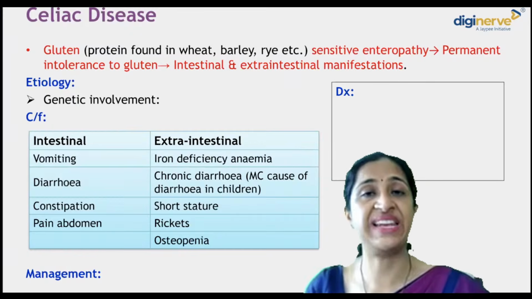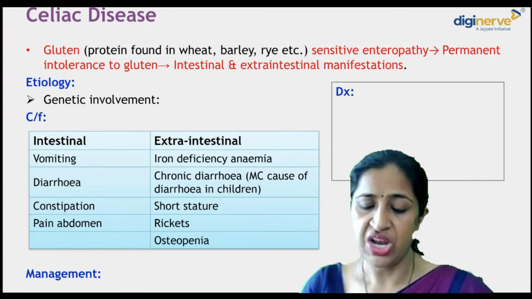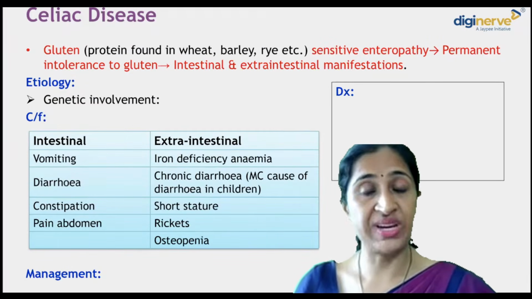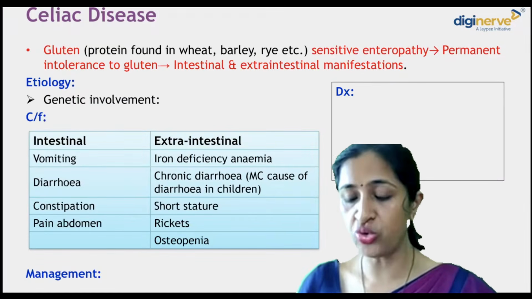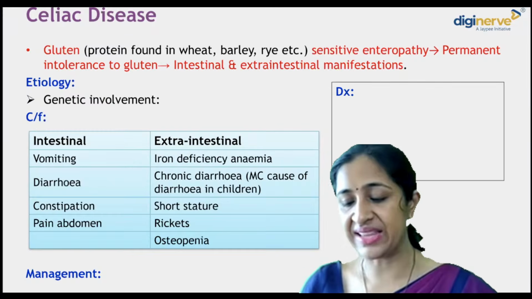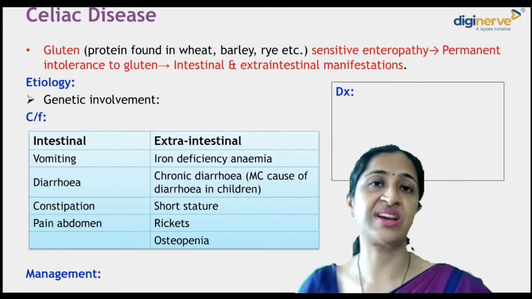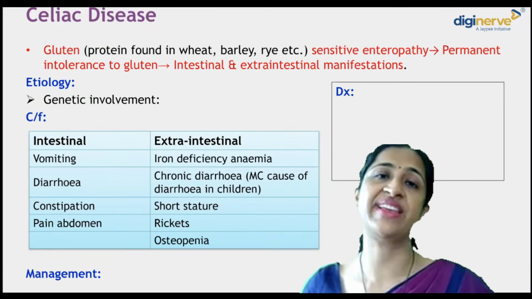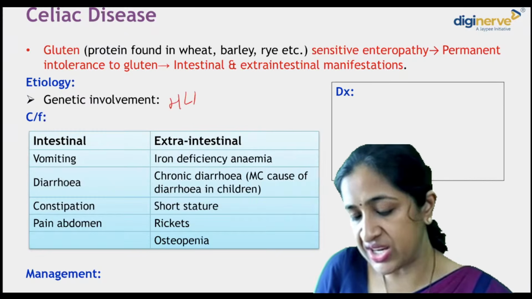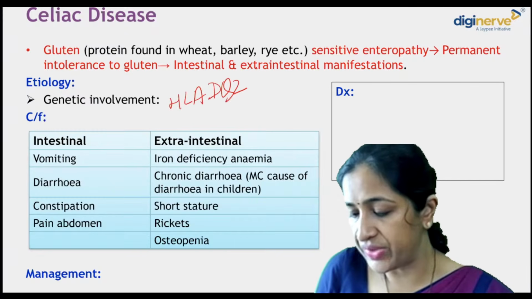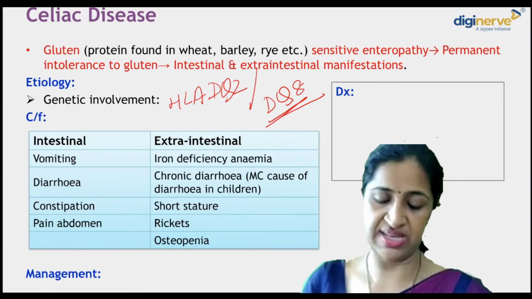So what is celiac disease? This seems to be quite a pet question. I've seen it in many papers. Gluten is a protein found in wheat, barley, rye, etc. Here there are antibodies formed to the gluten component, and that results in a gluten-sensitive enteropathy, where they have extraintestinal manifestations along with this diarrhea and weight loss. So the genetics, which you already know one, HLA DQ2. Another one is DQ8. Both you should know for celiac.